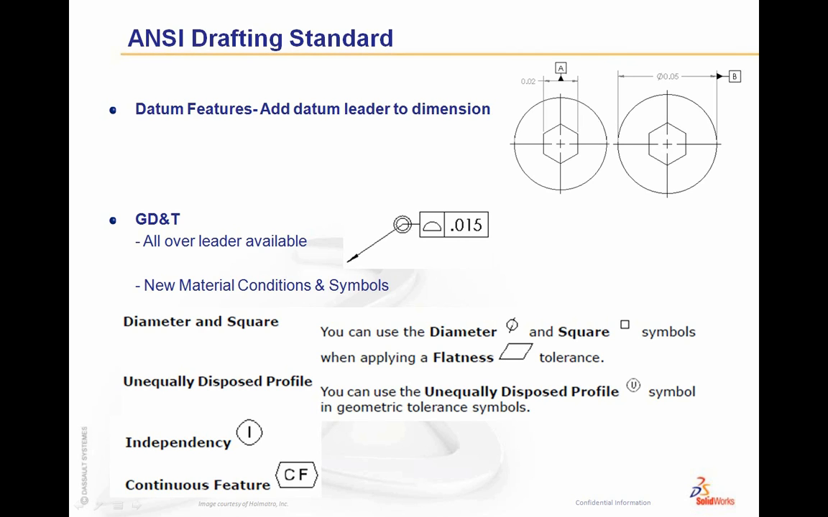For GD&T, you have an all-over leader is now available, and for some of the new material conditions and symbols, you have diameter and square symbols when you apply flatness tolerance. You can also use the unequally disposed profile symbol in your geometric tolerance symbols. Last but not least, you have independency and continuous feature symbols that you can use now inside of your GD&T frames.